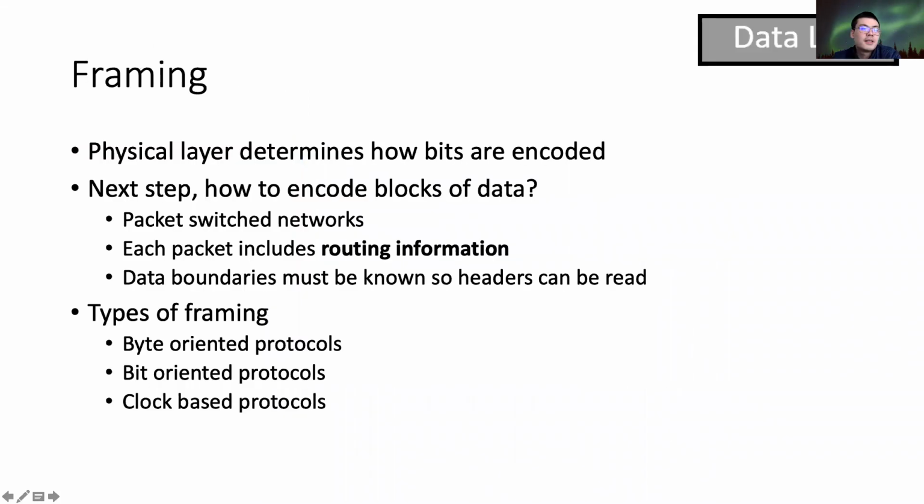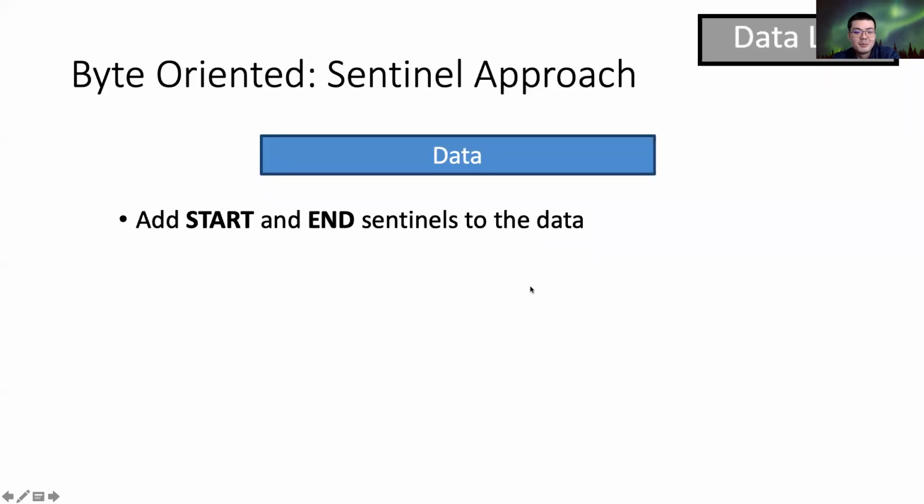In the data link layer, you need to know the concept of framing, right? The physical layer determines how bits are encoded, and the framing layer considers blocks of data. This is because we have a packet switch network, so you have packets. We're routing, and we need to know data boundaries. We just discussed the 3 methods to do framing: one is byte oriented, one is bit oriented, one is clock based. We'll go really fast because there are quite a number of slides.